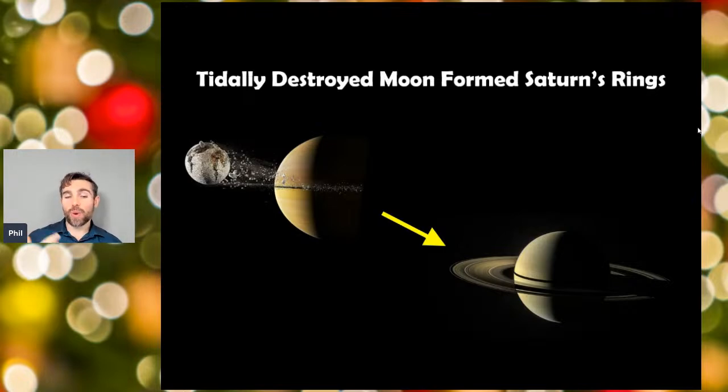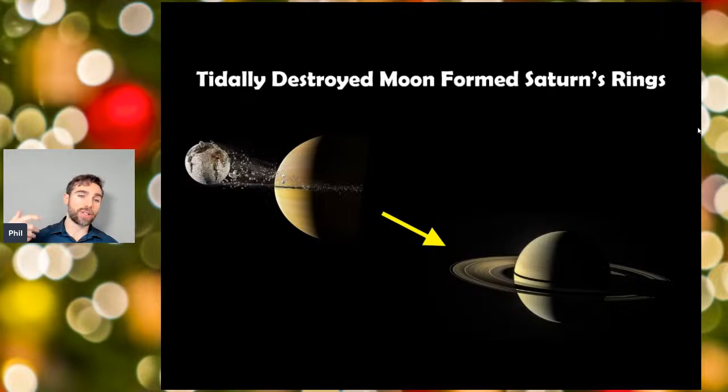And we think that those rings were formed from a tidally destroyed moon. What's happened here is a moon has got too close to the actual planet. And when it gets close enough, its own internal gravity can't hold itself together. And actually, the tides from the planet tear it apart. And we think that's what might have formed the ring system of Saturn.